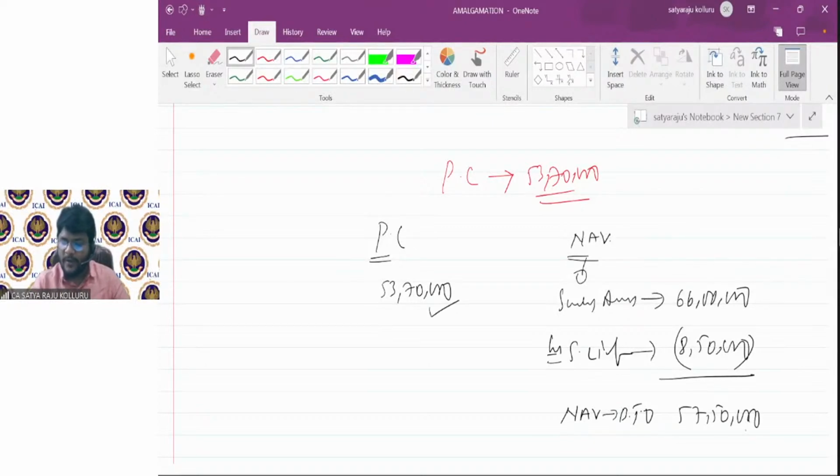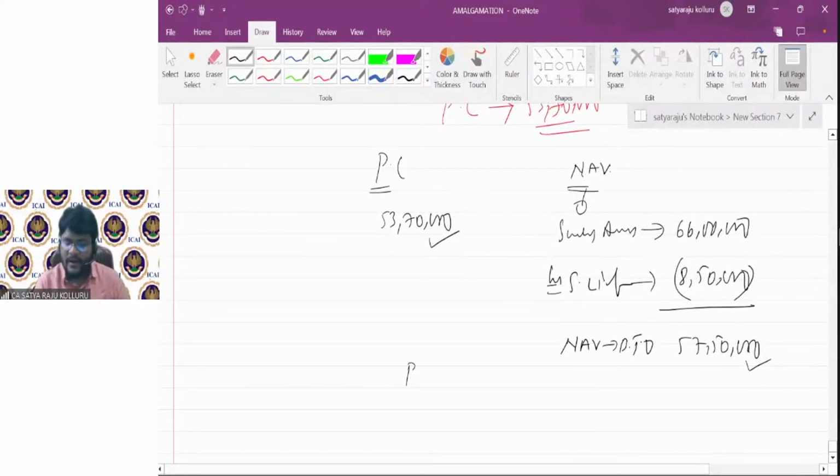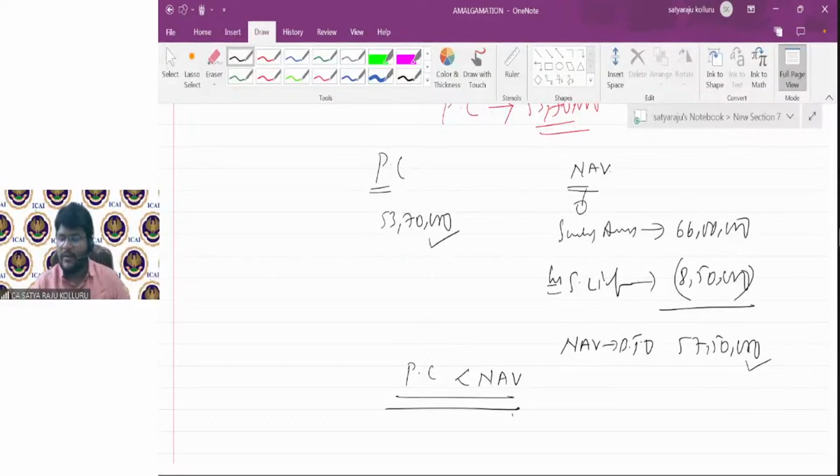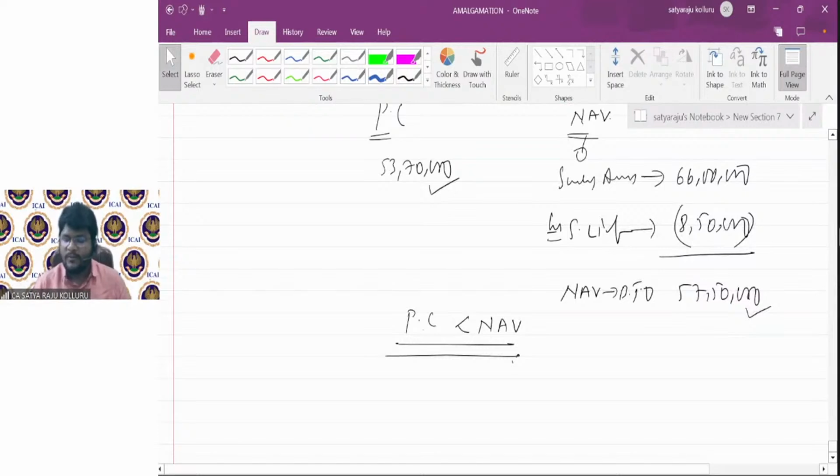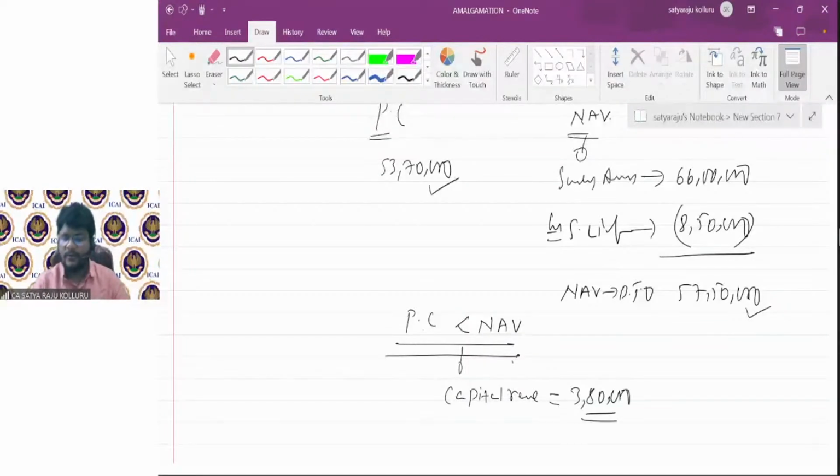Now let me know, all of you. PC is 53,70,000. NAV is 57,50,000. Is it PC less than NAV or PC greater than NAV? PC is less than NAV. Am I right? PC is 53,70,000, NAV is 57,50,000. That's why PC is less than NAV. Sir, whatever purchase consideration we pay is less than the business worth we are getting, then this situation leads to capital reserve. So the difference is how much for capital reserve? Capital reserve here I get 3,80,000, the difference.